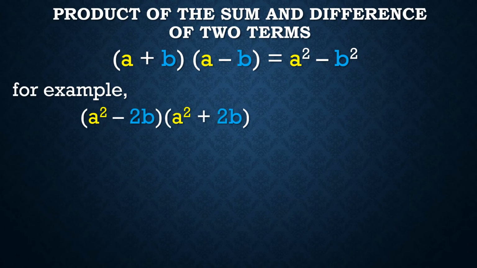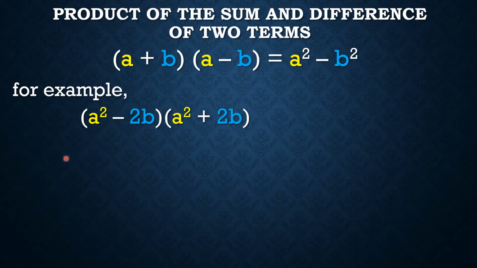Let's try another example. So in this case, let's find the product of these two binomials, a squared minus 2b and a squared plus 2b. As you can notice, they both have the same first term, which is a squared, and then this is 2b, this is 2b. However, this is a difference and this is a sum. So by commutative property, pwede naman sila magkabaliktad.